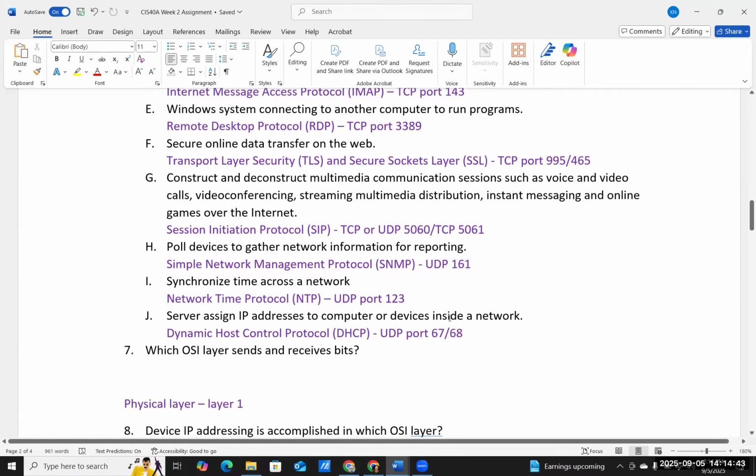All right, I talked about network time previously, right? Daylight saving. Now, in an infrastructure, in a network, it's more than daylight saving. This is important for synchronization.